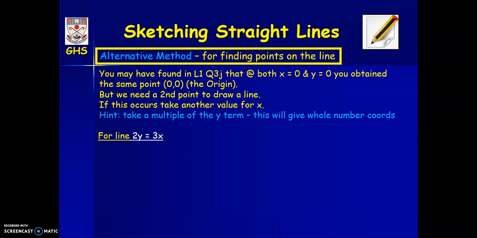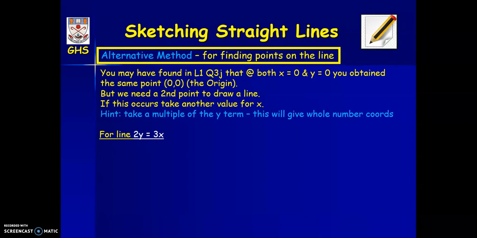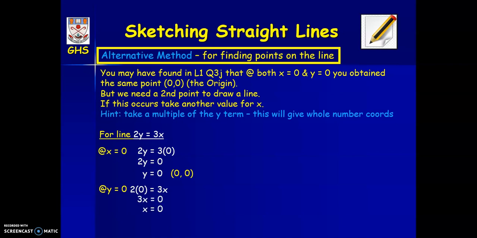So, for example, if we did the normal working for the line 2y equals 3x, we would get 2y equals 3 times nothing. So simplified 2y equals nothing, so y would equal nothing. So the coordinate point would be 0, 0. At the point y equals 0, the working would become 2 nothings equals 3x. Simplified 3x equals 0, so x equals 0. So again, we would get the origin, but we need 2 points on the line.